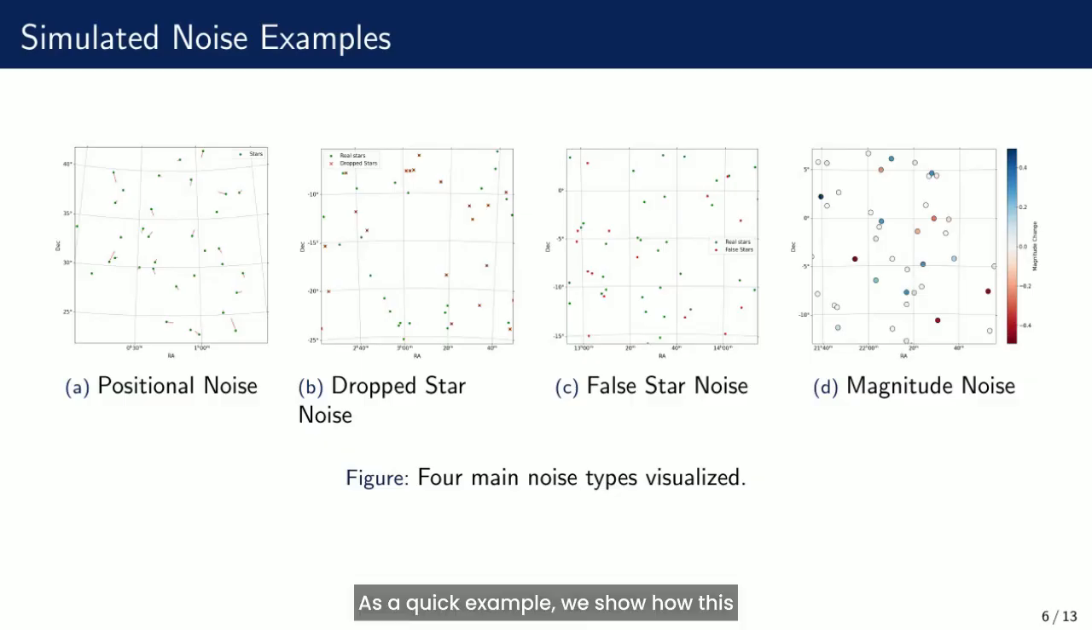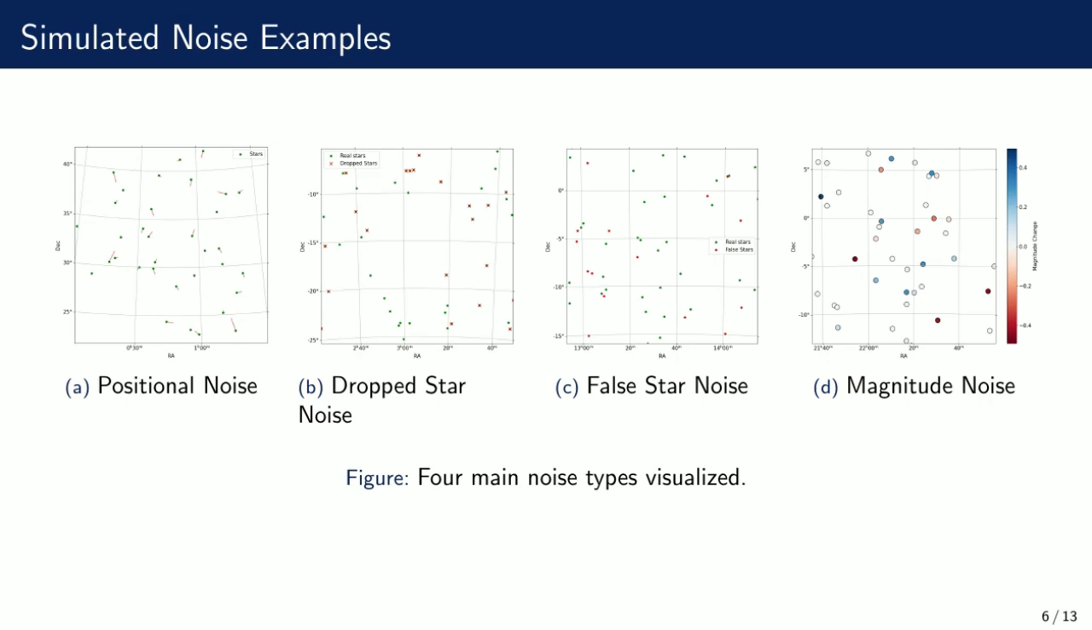As a quick example, we show how this noise affects stars on the celestial sphere map. Figure A has red ticks showing the direction and intensity of the positional noise. B shows the percentage of stars being removed. C shows a percentage of stars added. And D shows how the magnitudes change within the image.